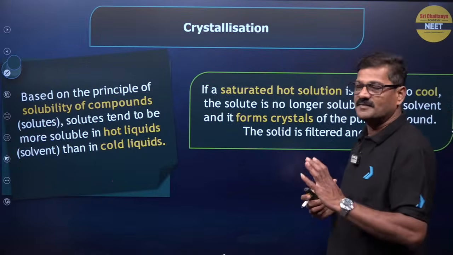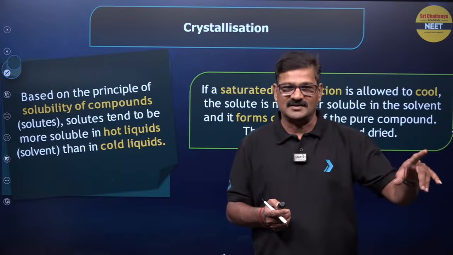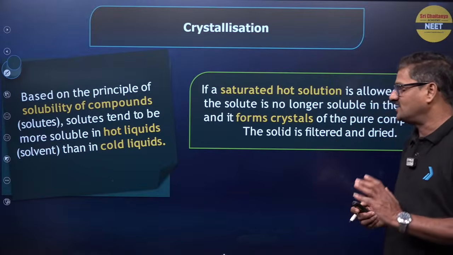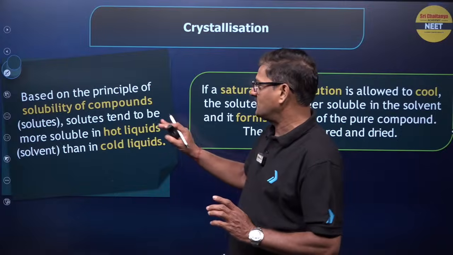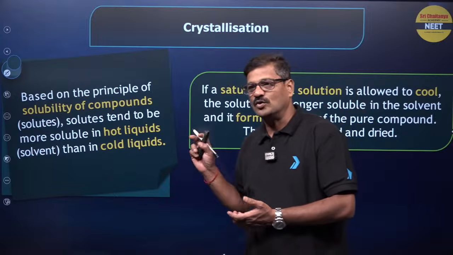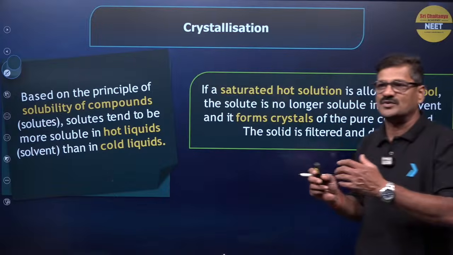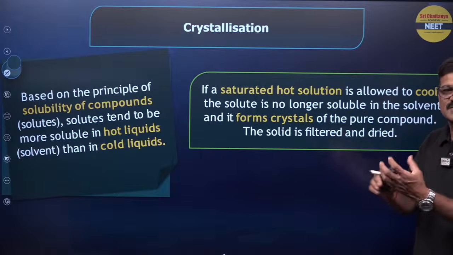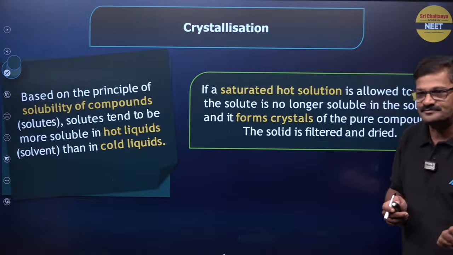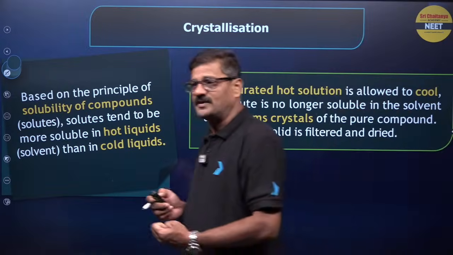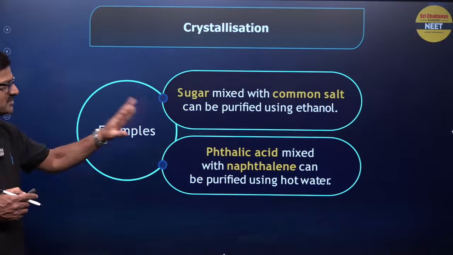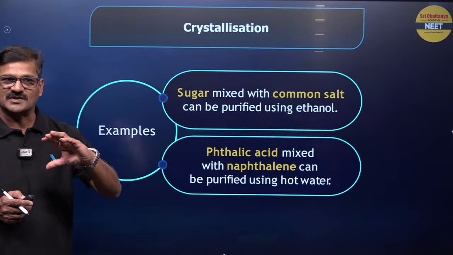It is based on the principle of variable solubility, depending upon the various solute and solvent interactions. Solutes tend to be more soluble in hot liquids than in cold liquids. So if a saturated hot solution is suddenly cooled, the crystals of the substance will form, and these crystals can be further filtered to get the pure compound. This is crystallization. And sugar mixed with common salt can be purified by using ethanol.